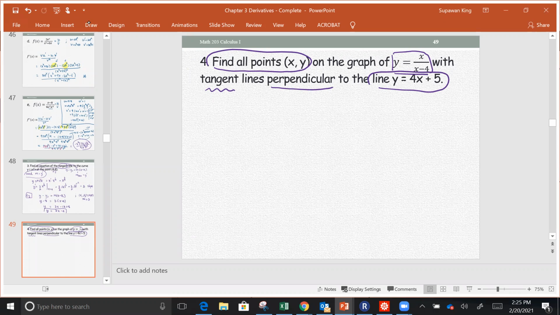We are going to find the ordered pair (x, y). Another line is provided, which is y equals 4x plus 5. This line has slope 4, but the point that we are looking for is the point that has the tangent line perpendicular to the line y equals 4x plus 5. Therefore, the tangent line at the ordered pair (x, y) is perpendicular to the line with the slope 4. So the slope of the perpendicular is the negative reciprocal of the slope of the line y equals 4x plus 5.